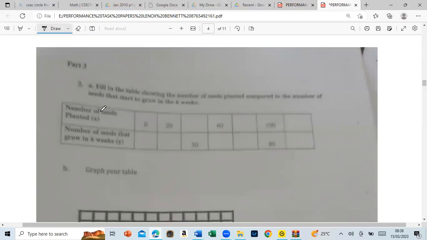So all we have to do now, for the number of seeds planted, is find 80% of the numbers. So 80% of 0 is 0. Let's find 80% of 20. Out of the 20, 80% of it. I hope this is 20. So 80% of 20 is 16.